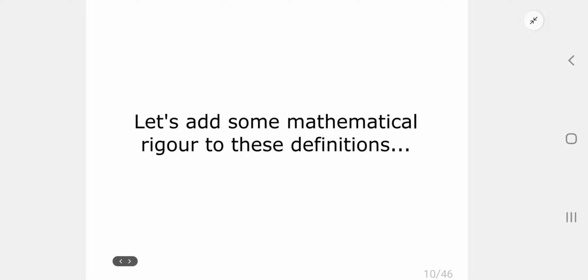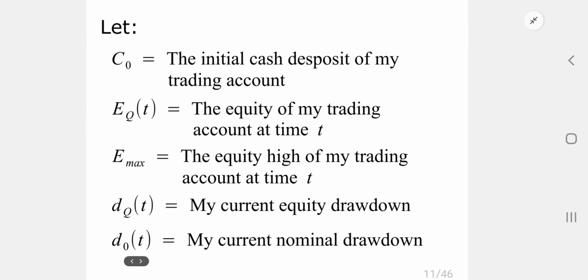Let's add some mathematical rigor to these definitions. Let C0 equal the initial cash deposit of my trading account. Let EQ of T equal the equity of my trading account at time T. Let E max equal the equity high of my trading account at time T. Let DQ of T equal my current equity drawdown. And let D0 of T equal my current nominal drawdown.